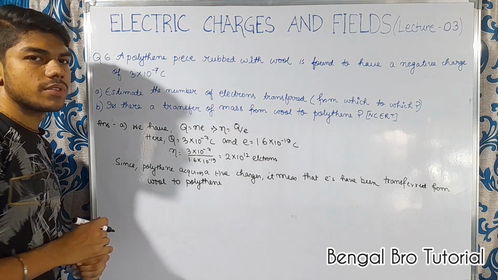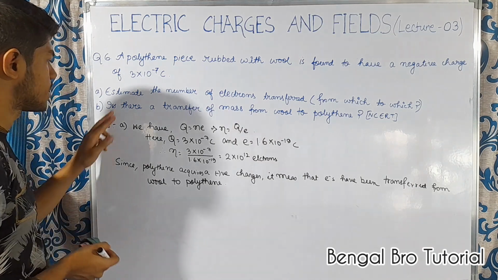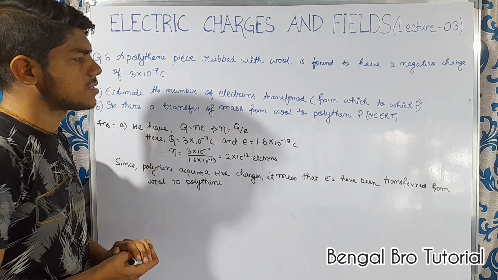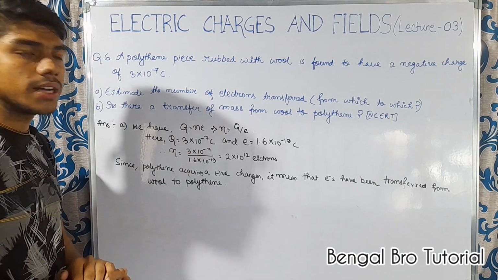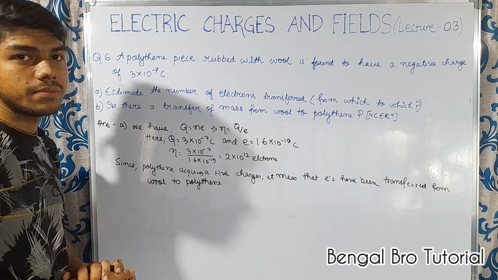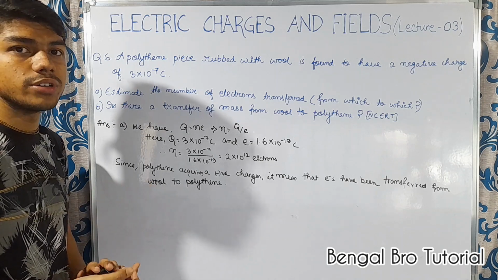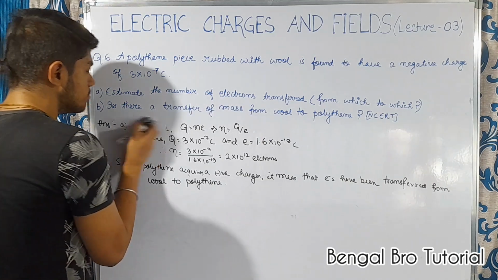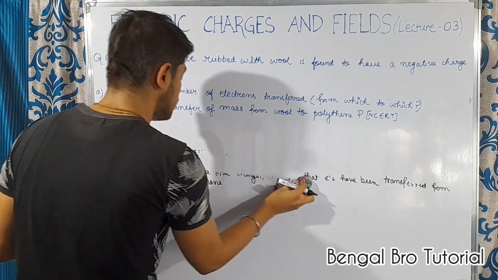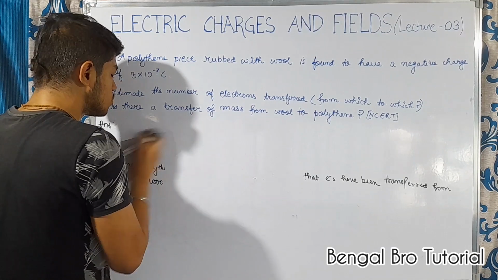Now let's see the second part of the question. Is there a transfer of mass from wool to polythene? Obviously, there will be a transfer of mass because electrons have a finite mass, which is equal to 9.1 into 10 to the power minus 31 kg. So let's calculate the mass that has been transferred from wool to polythene.